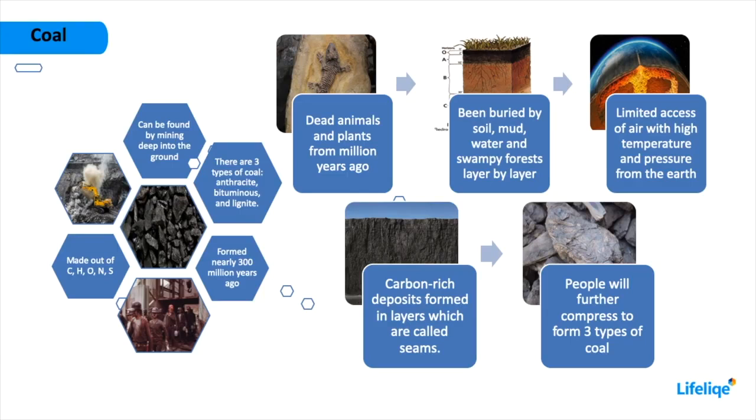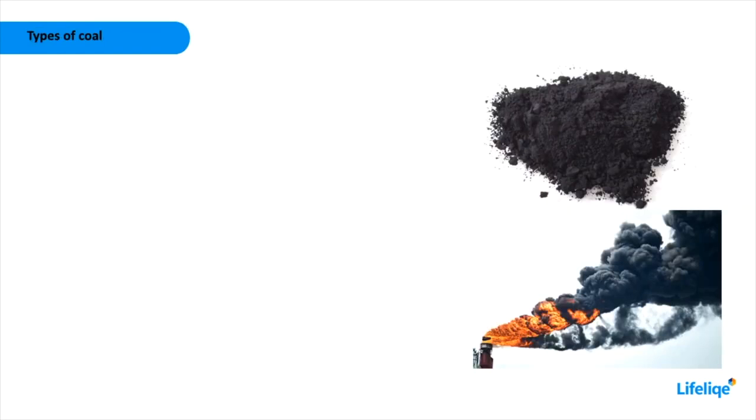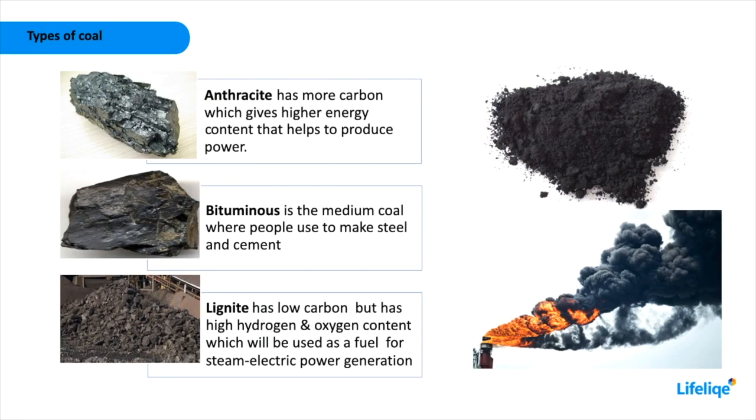We can differentiate between these three types of coal by how old they are and the amount of carbon they have. Anthracite is the oldest type of coal that people could find, where it has the most carbon content and gives higher energy to produce power. Bituminous is medium, so people use it to make steel and cement. Lignite has the lowest amount of carbon, yet it is the youngest, so people don't have to dig really deep to find lignite. So it is used for fuel and steam electric power generation.